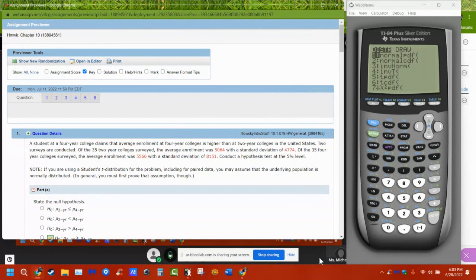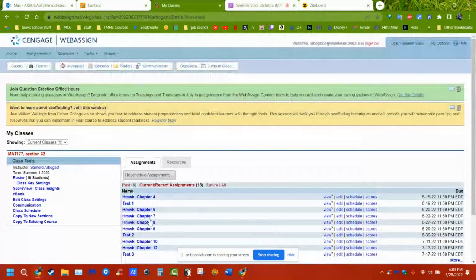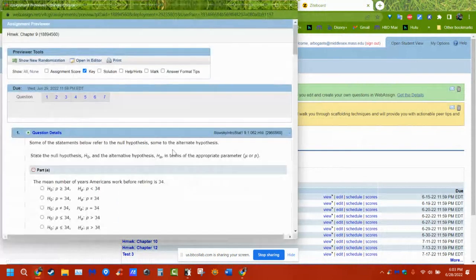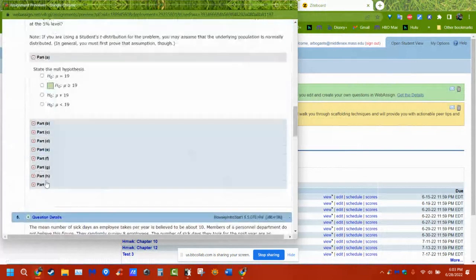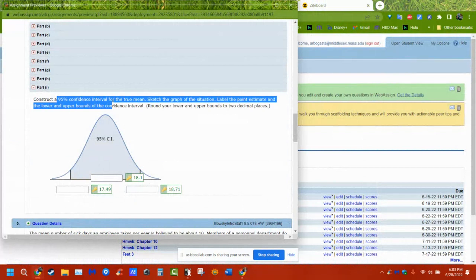So let me go back to that question. I don't know exactly which one it was, but I know it was in chapter 9. I'll just grab one. They were asking for this, and you're like, well, how do I get these pieces? You're just doing the confidence interval. If it was a T test, you're doing the T interval. If you did the Z test, then you do the Z interval. If this was a proportion, you did the one proportion interval. And that's what would give you these values.